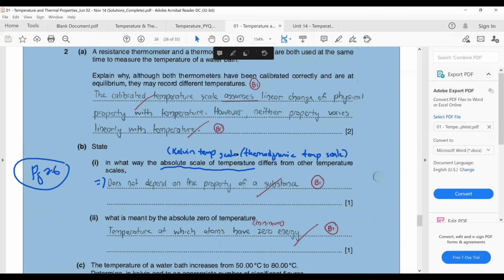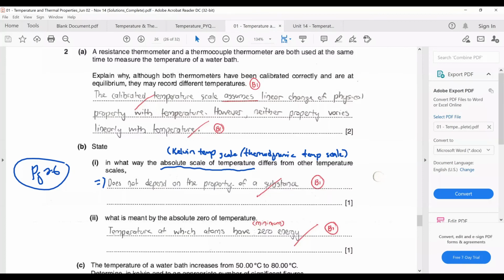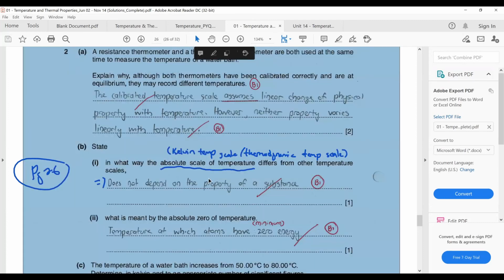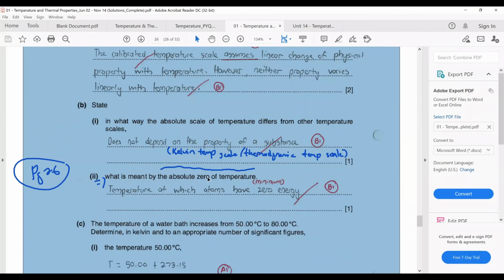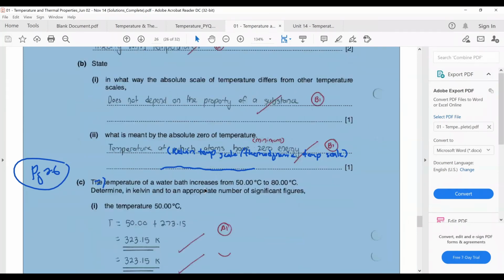Just know that the Kelvin temperature scale is better than most other temperature scales because it does not depend on the thermometric property of a substance. It does not depend on the property of a substance. You can just change this to thermometric property if you want to. And what is meant by absolute zero temperature, you know that is the temperature at which atoms have zero energy. So no issues there.